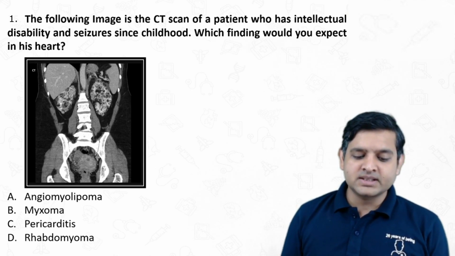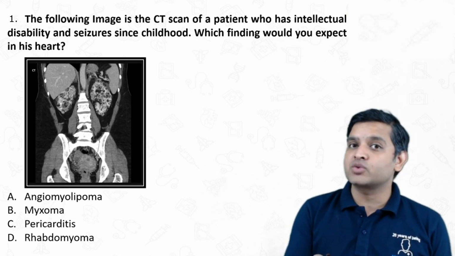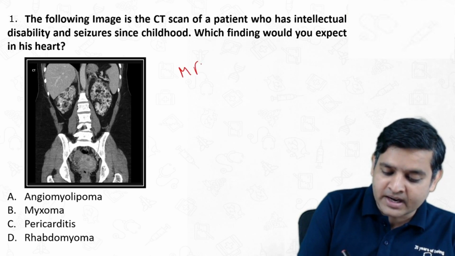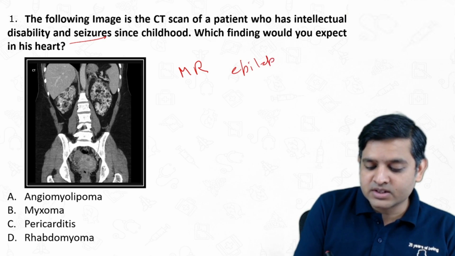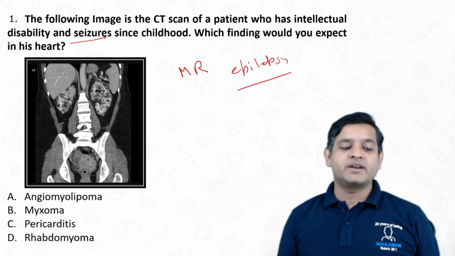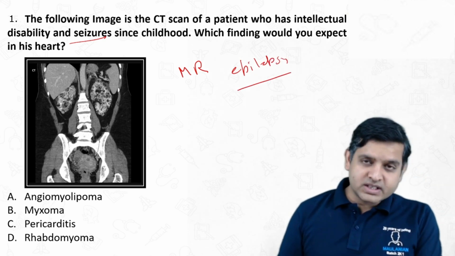The following image is the CT scan of a patient who has intellectual disability, that means mental retardation, and seizure, epilepsy, since childhood. Which finding would you expect in his heart? Now, what do we see in a CT scan?